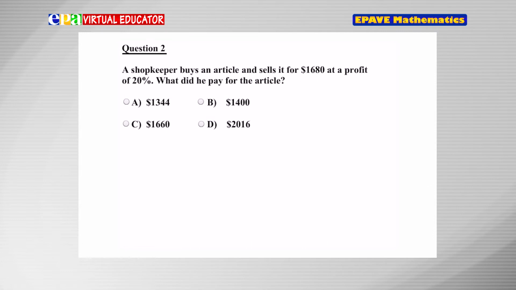A shopkeeper buys an article and sells it for $1,680 at a profit of 20%. Was the original cost of the article A, B, C, or D?